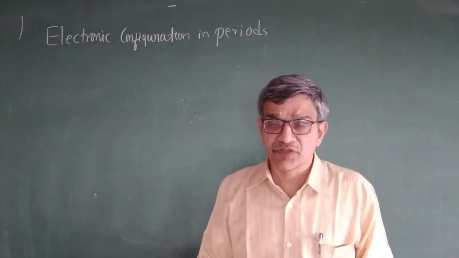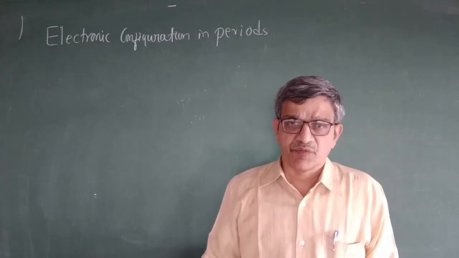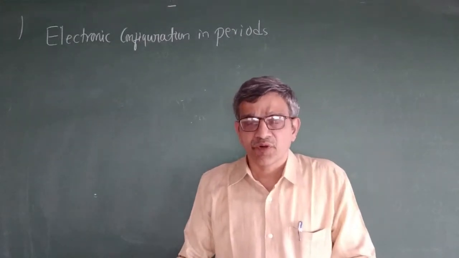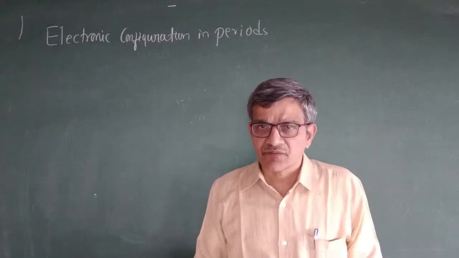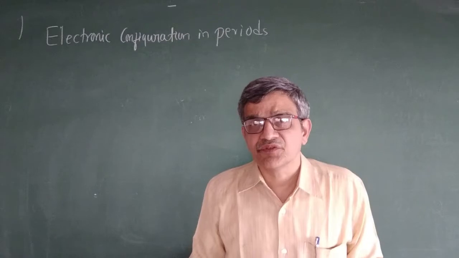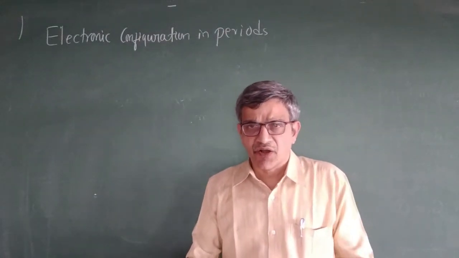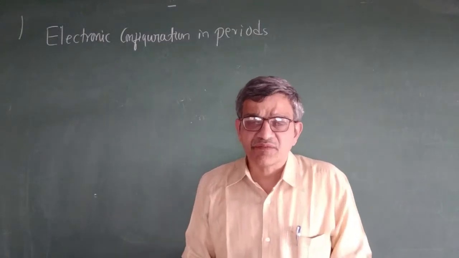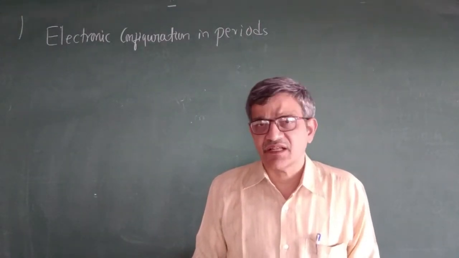So now let us continue with the classification of elements. We have discussed how the modern periodic table is classified. Now let us take it further: electronic configuration in a period. We know there are 7 periods. Each period indicates the principal quantum number, the shell into which electrons are entering.